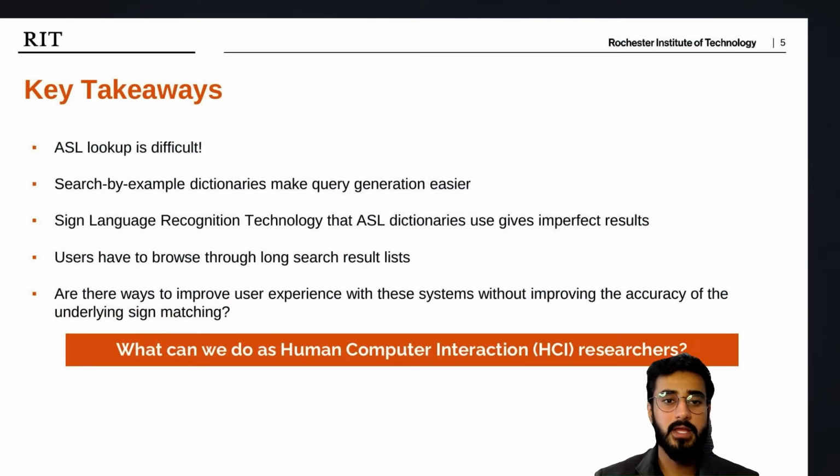So overall, ASL lookup is difficult. Search by example dictionaries make at least the query generation part easier, but because sign recognition technology is still imperfect, users still have to browse through long lists. So what can we do here that can allow users to interact better with these systems, even when the performance of the underlying matching technology does not drastically improve?